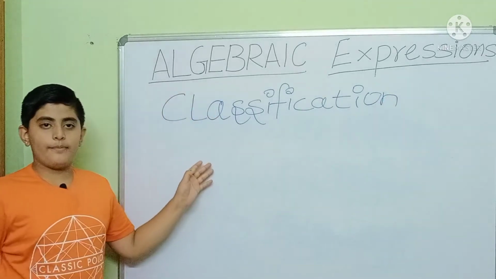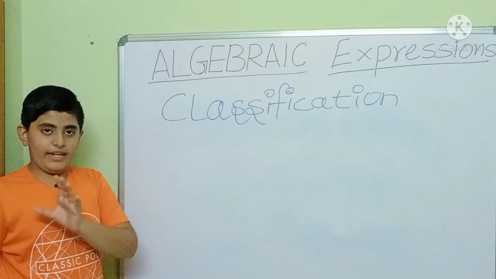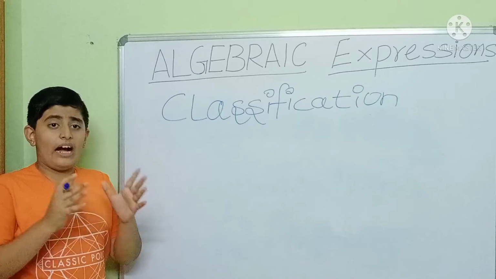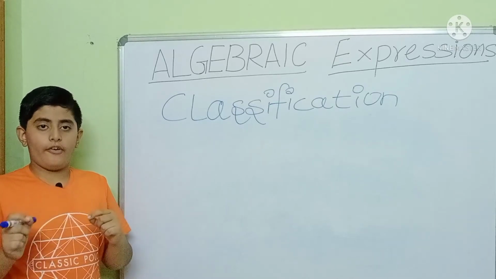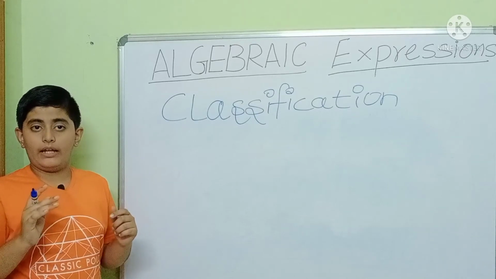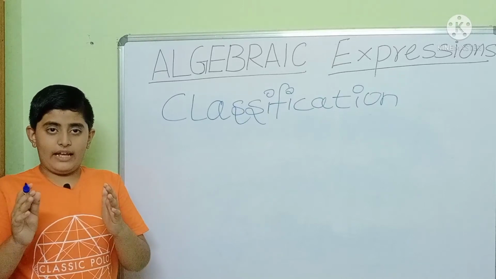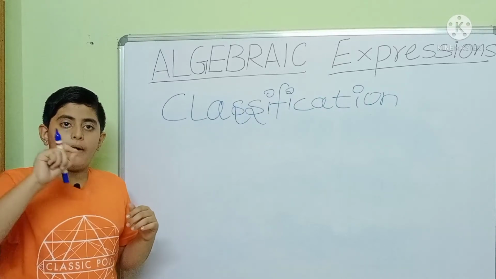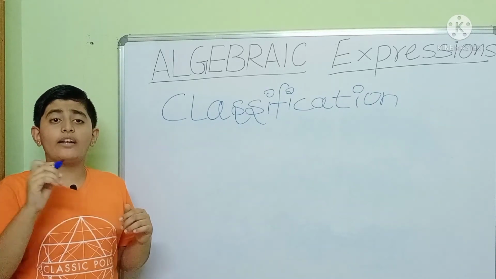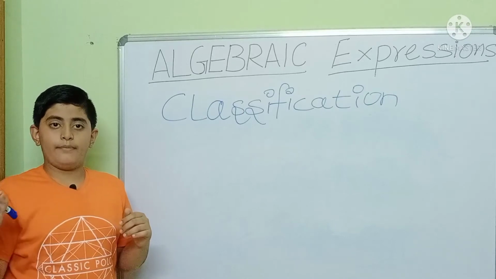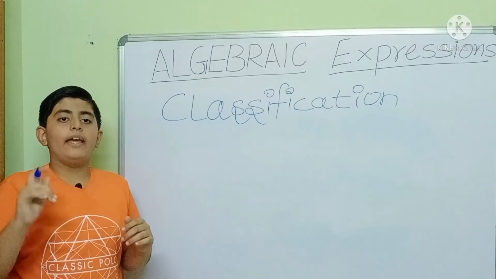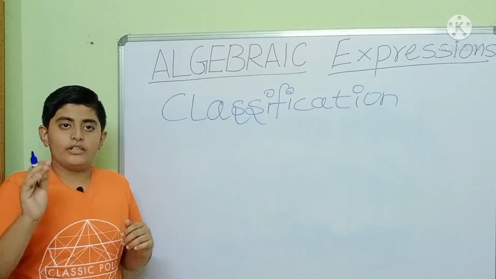In classification of algebraic expressions, algebraic expression means a polynomial expression. Polynomial means an algebraic expression with non-zero coefficient and non-negative integer as exponent is called a polynomial. Here, in a polynomial expression, the constant part should be greater than 0 but not 0. And non-negative integers means the exponent of a term should not be negative but should be positive.